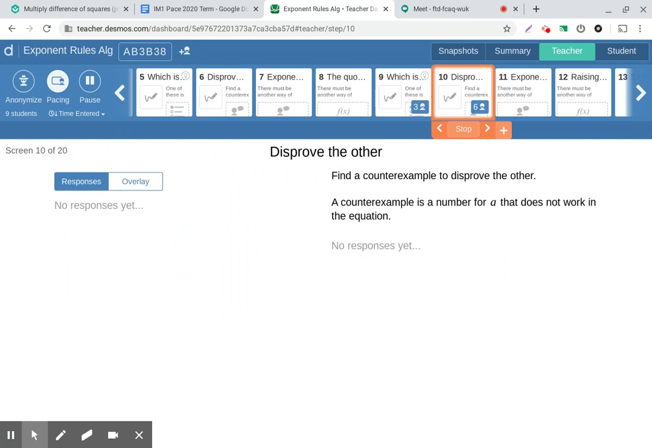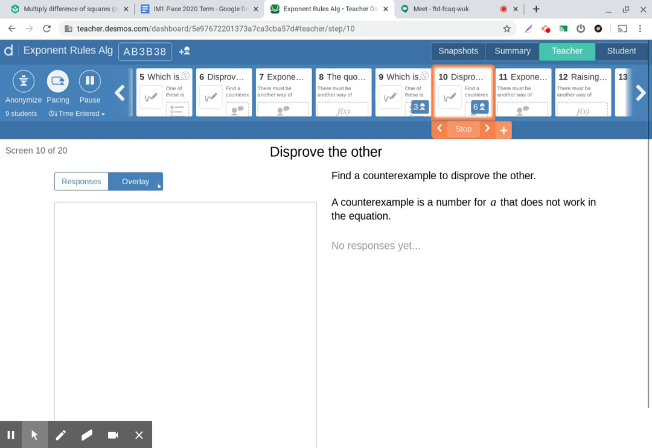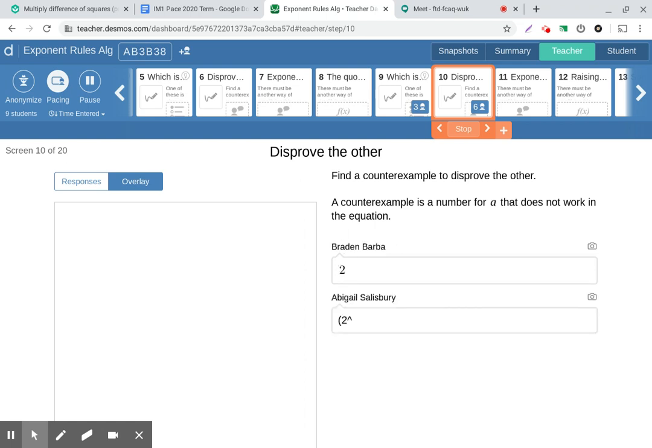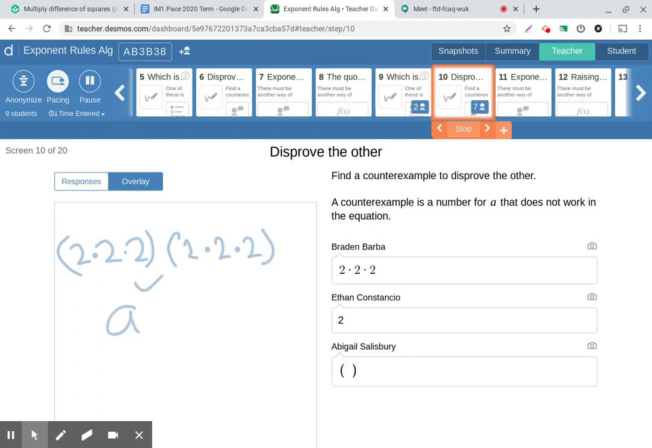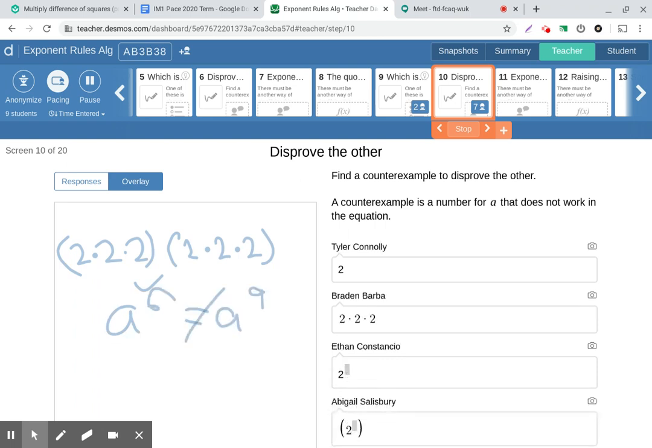Okay, counterexample is where you have to type in something. I pick always a number for A. I pick 2 for A. So pick 2 for A, and you're gonna say 2 times 2 times 2, and then another set of 2s. That's 5 2s. Or is that 6 2s? 6 2s, right? There we go. And this is 2 to the 6th. And this does not equal 2 to the 9th. And they put, yes, there we go. Not equal.